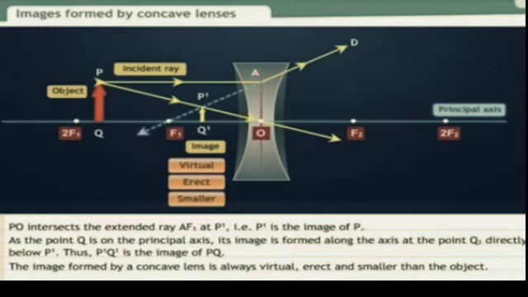As the point Q is on the principal axis, its image is formed along the axis at the point Q', directly below P'. Thus, P'Q' is the image of PQ. The image formed by a concave lens is always virtual, erect and smaller than the object.